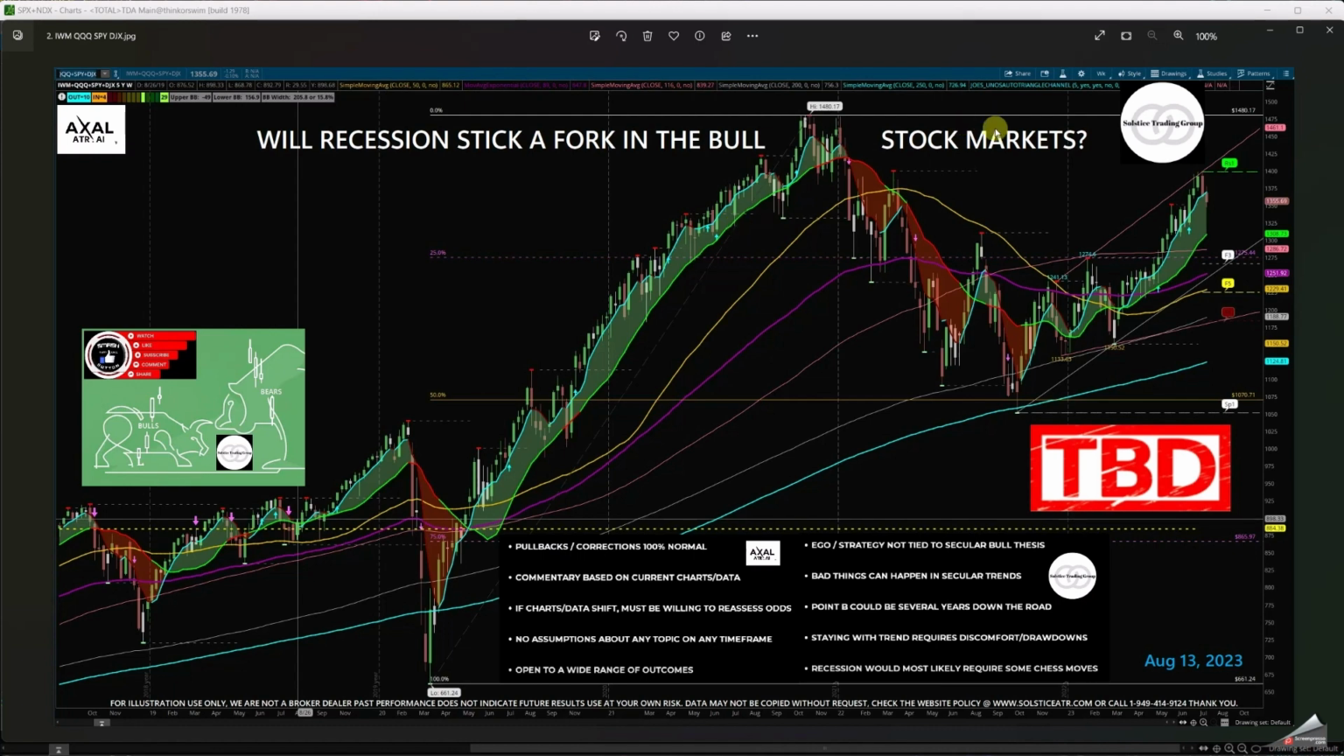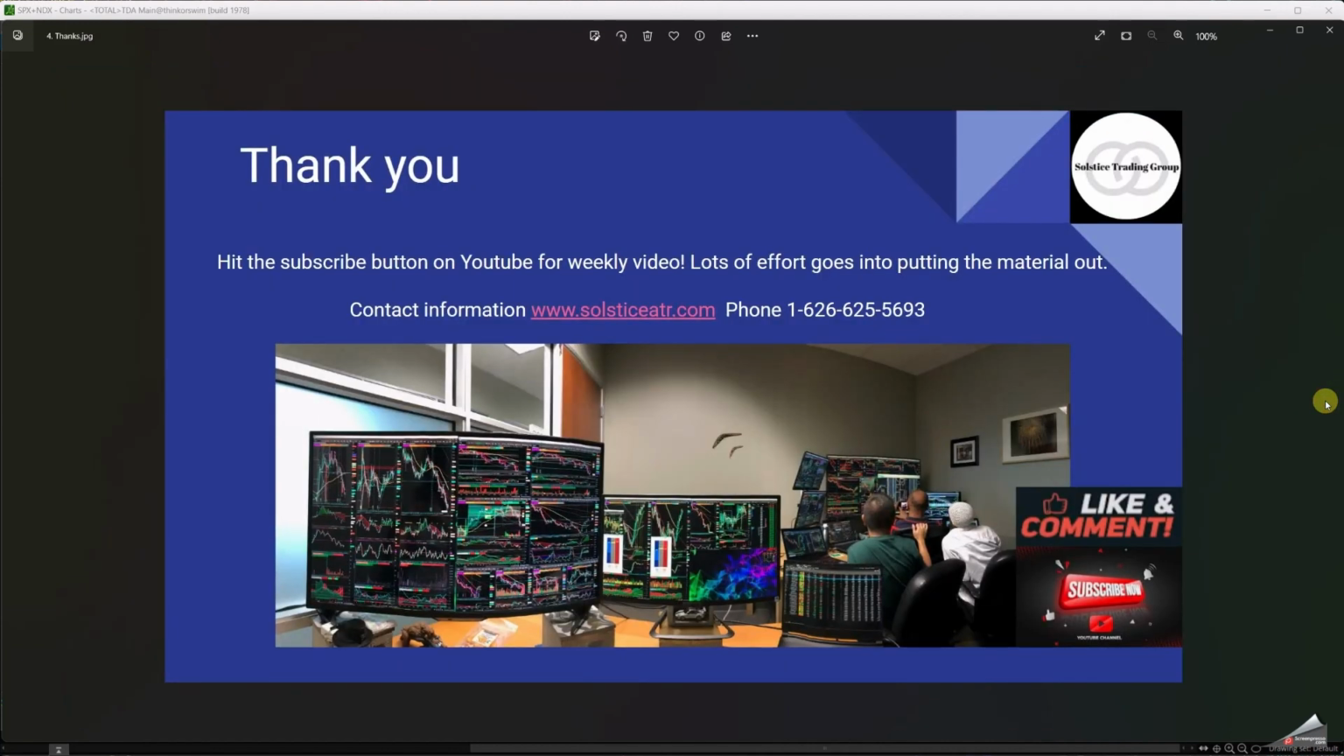And I put here, is there going to be a fork stuck in the bull market? And I said, to be determined. Read this information. If you'd like more information, let us know, because I want you to trade what the charts offer you. You can trade the bull side, the bear side, or the side market without having a biased opinion. Okay? And this is once again where you can check us out.